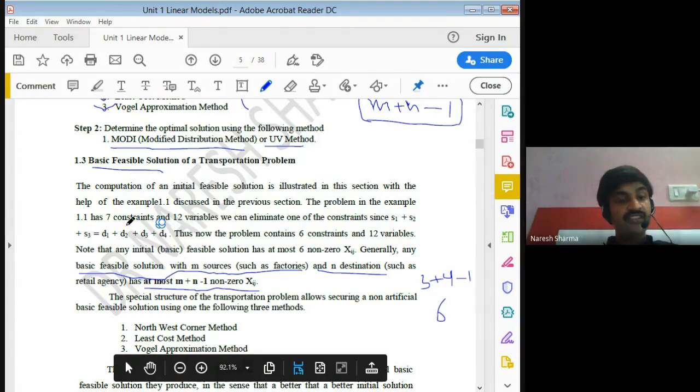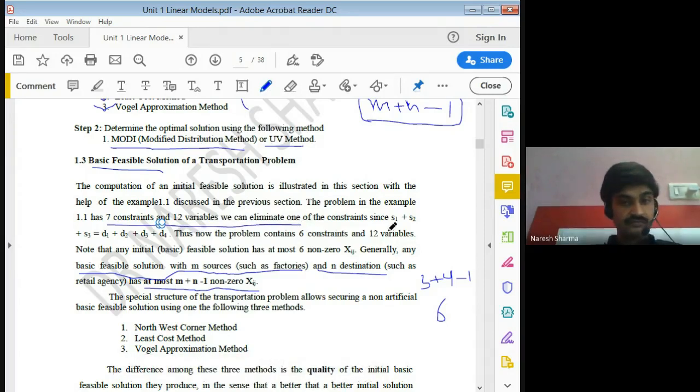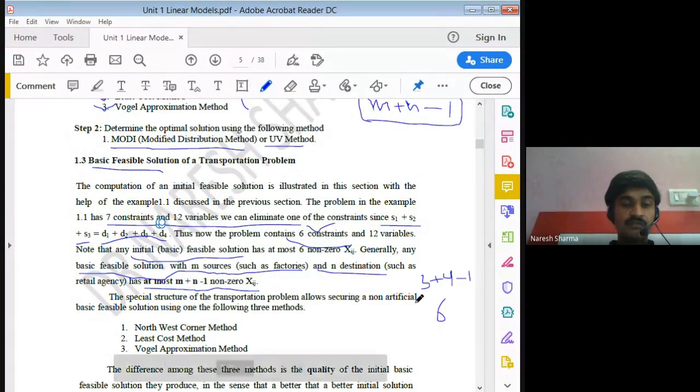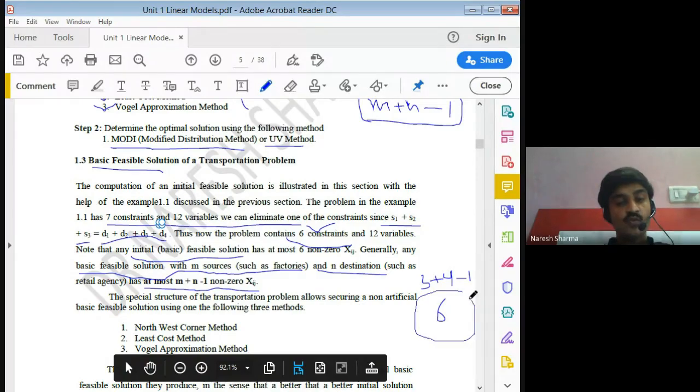In the previous example, we have 7 constraints and 12 variables, since S1, S2, S3, D1, D2, D3, D4 are all equal. In that problem, we decrease the constraints by 1. Why do we decrease by 1? We consider we have 7 constraints, but we say the program now contains 6 constraints if we want the feasible solution. That is the number of rows plus the number of columns minus 1. So we use this.